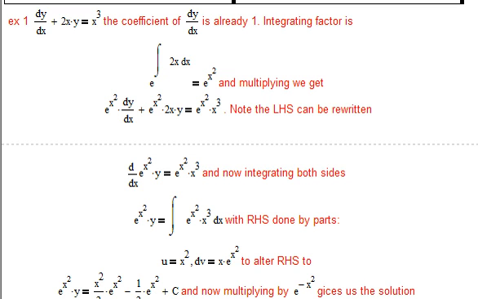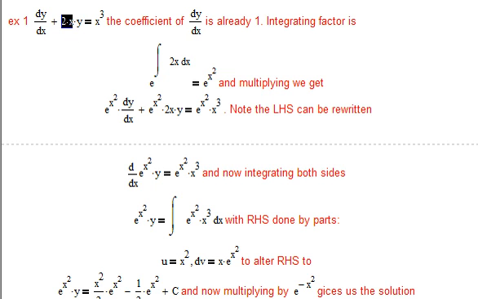Here we have dy/dx plus 2x times y equals x cubed, and you'll notice that the coefficient of dy/dx is already 1. Well, that means we don't have to divide by anything, so we can start with this equation, and this is already our p of x.